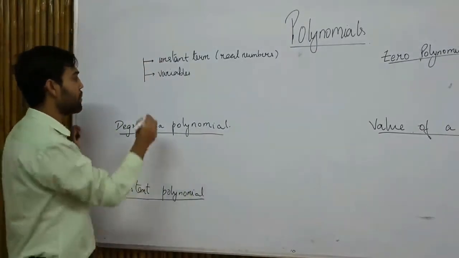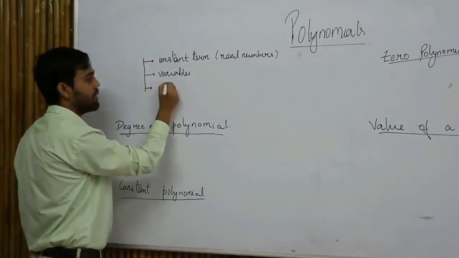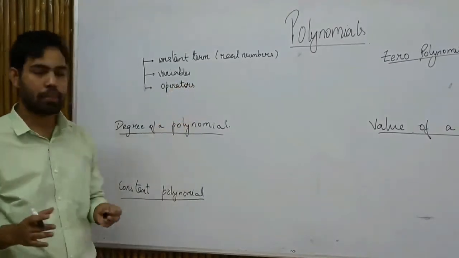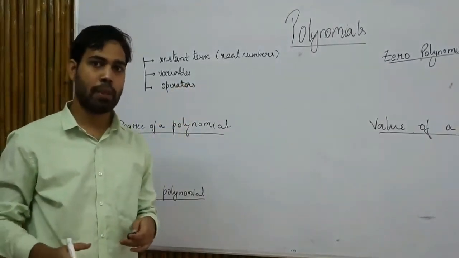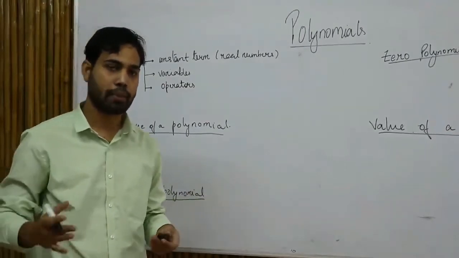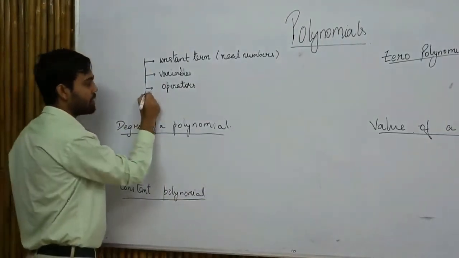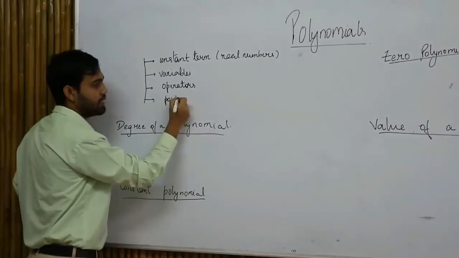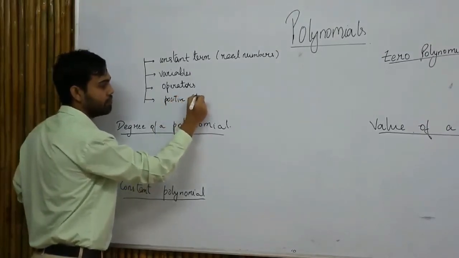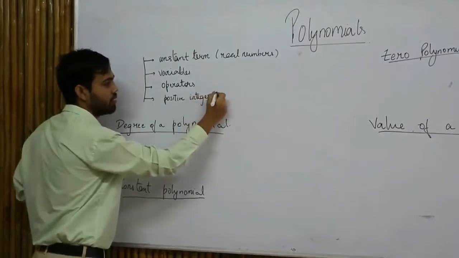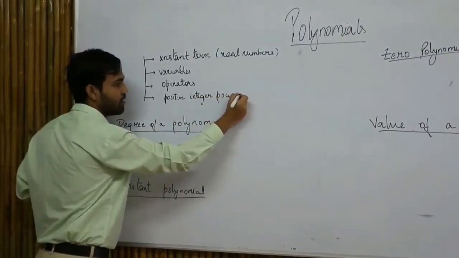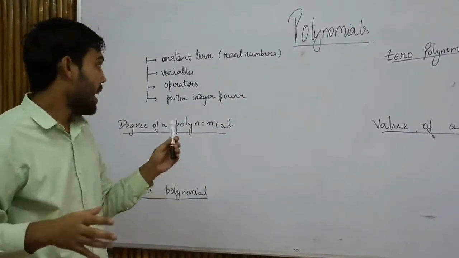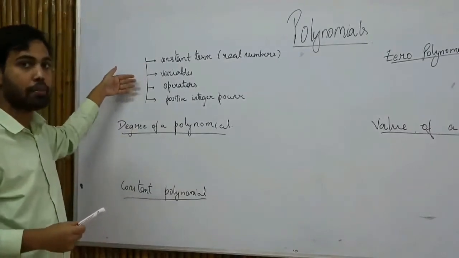And then I have various operators used in here. What are my operators? We all know what operators are. These are basically the addition, subtraction, multiplication, division that we use in an algebraic expression. And I have a positive integer power. So basically, if an algebraic expression contains these four components, it becomes a polynomial.